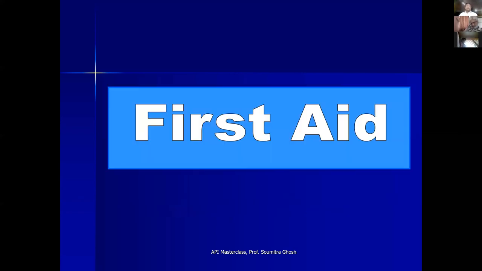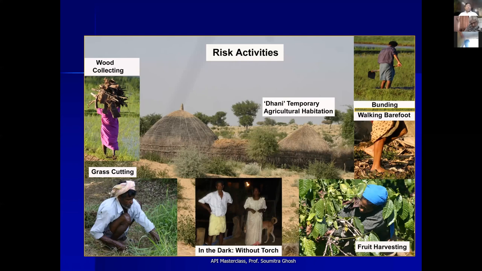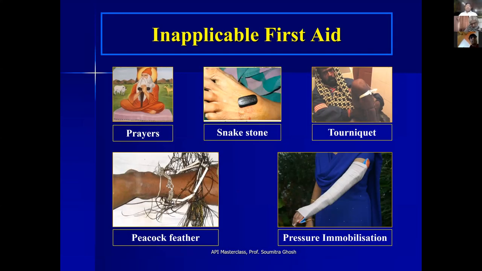But what is the consensus on first aid? This is very important, because India is a country where versatility and variety are very important. Everybody does something, and everybody claims that he is correct. Snake bite is inevitable in India, because it is an agricultural country. People do wood cutting, grass cutting, burning, walking barefoot, fruit harvesting, and they often walk without a torch in the dark. This is very important.